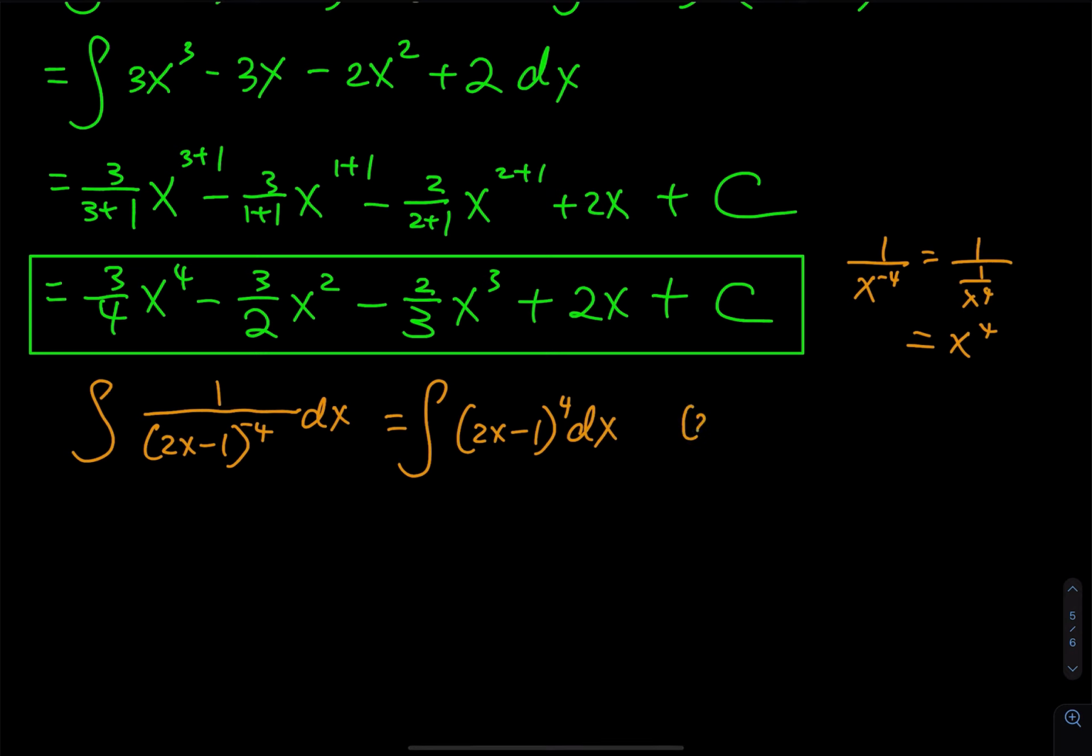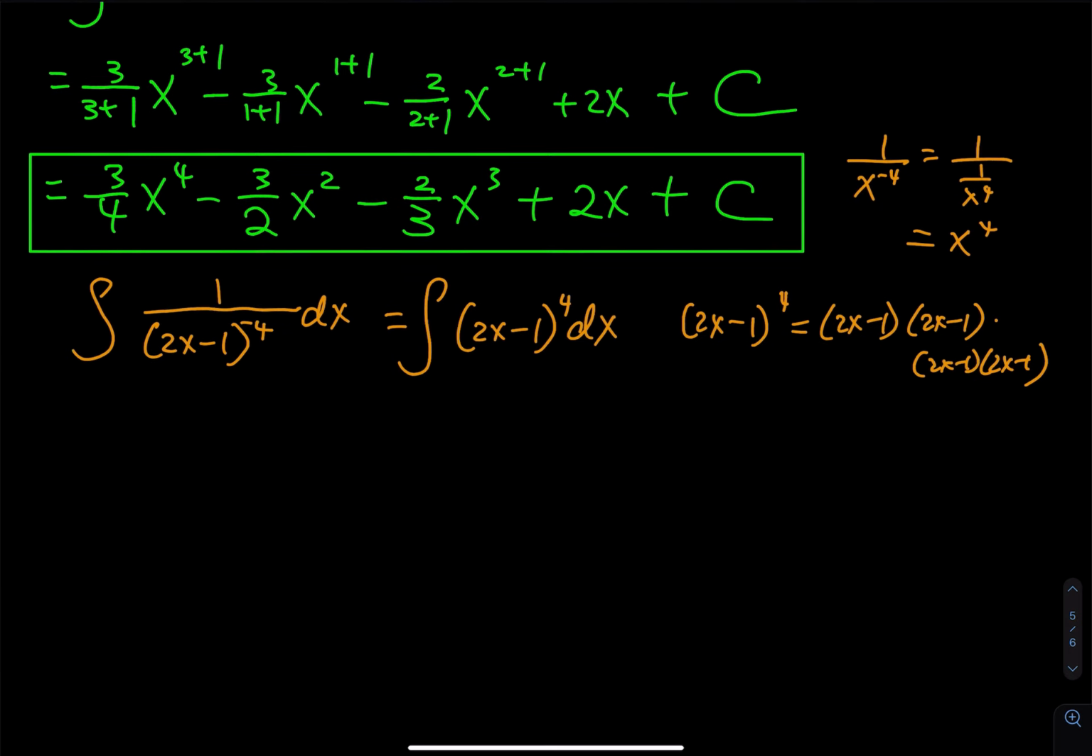One of the ways to expand that is to write 2x minus 1 to the 4th as 2x minus 1 times 2x minus 1 times 2x minus 1 times 2x minus 1. So you have 4 factors to open up. If you don't want to go this way, you can use the Pascal triangle, which is the reason why I picked this problem for discussion.